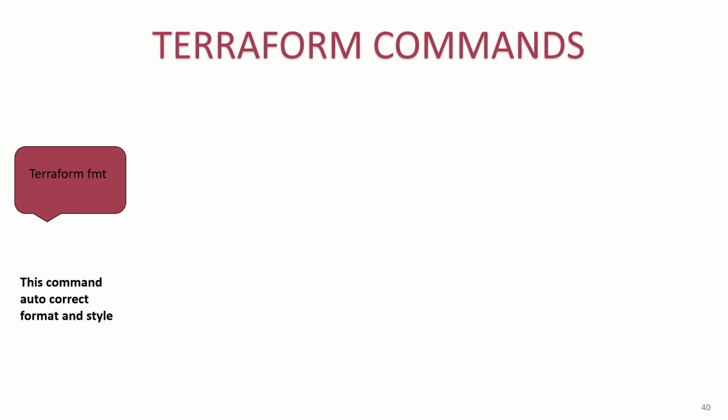Once this is done, let's proceed with certain very basic but very useful commands of Terraform. The first command that we'll see is terraform fmt. This command is basically to auto-correct the format and style. Suppose you have placed extra spaces in your code; if you run this command, everything will come into alignment by itself. We do not need to change anything, we just run this command and everything gets corrected.